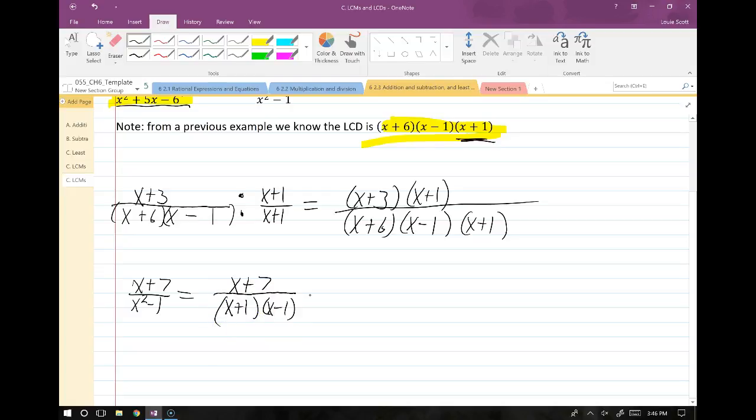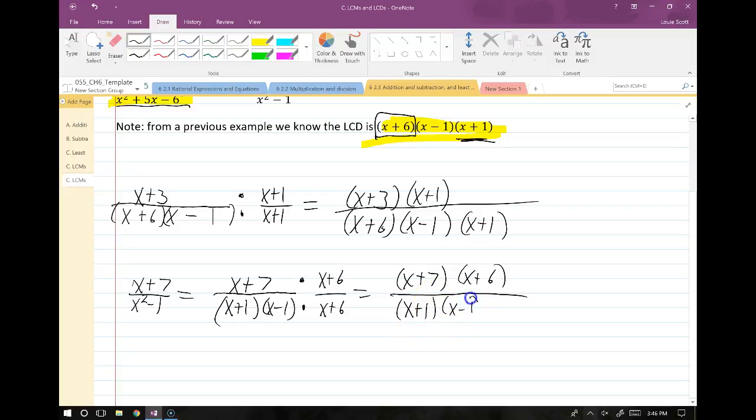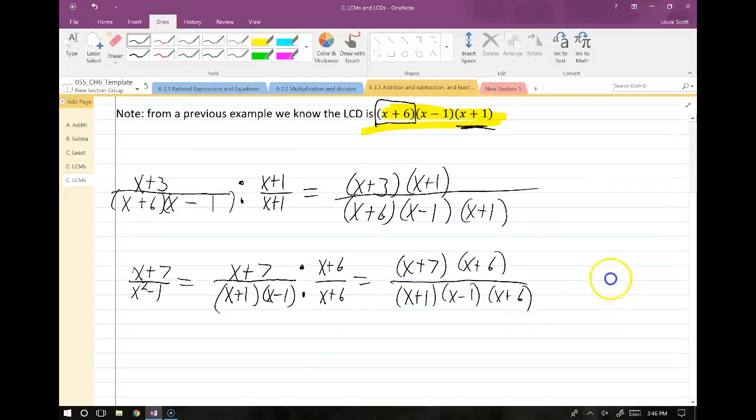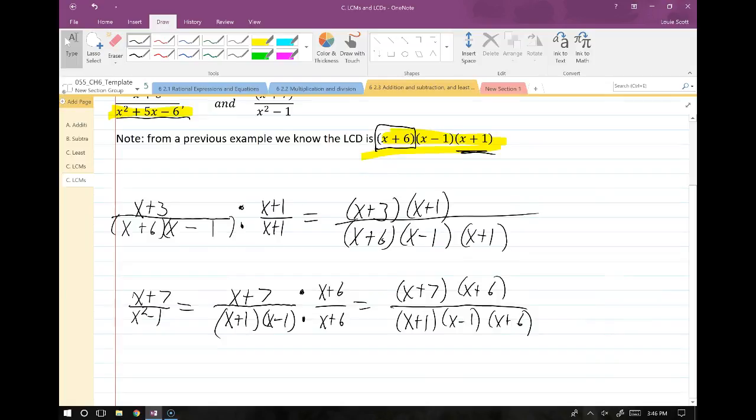All right, and so the factor that this is missing from our LCD is the x plus 6. So I'm going to multiply top and bottom by that. And I get x plus 7 times x plus 6 over x plus 1, x minus 1, x plus 6. And that's it. If you were adding these two, they'd be ready to add because they have like denominators.